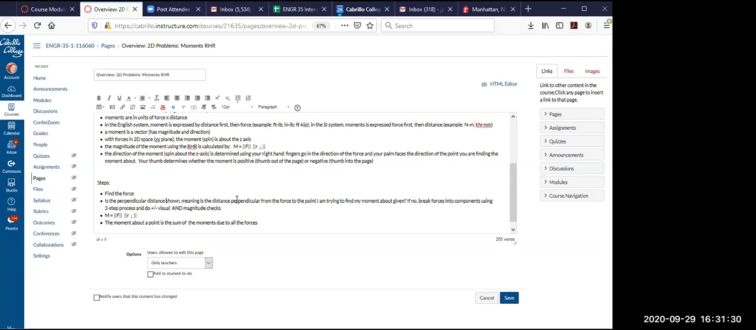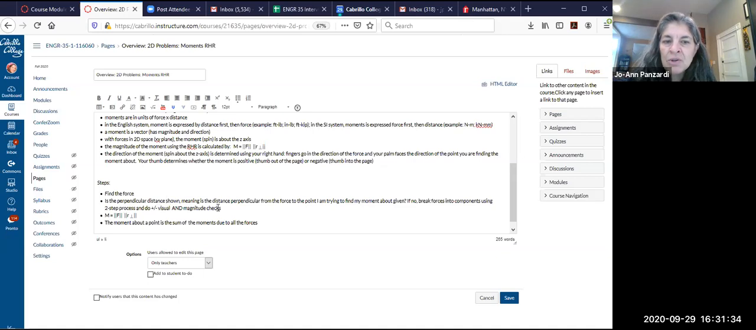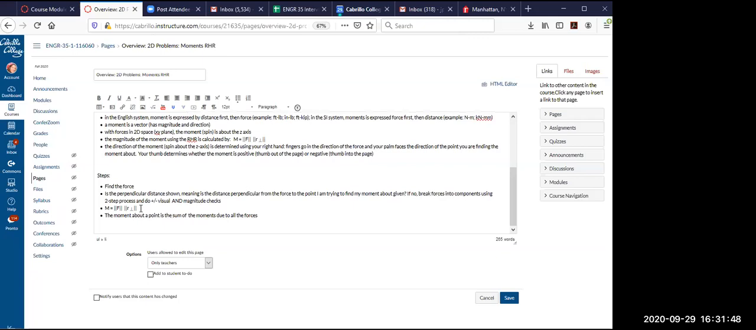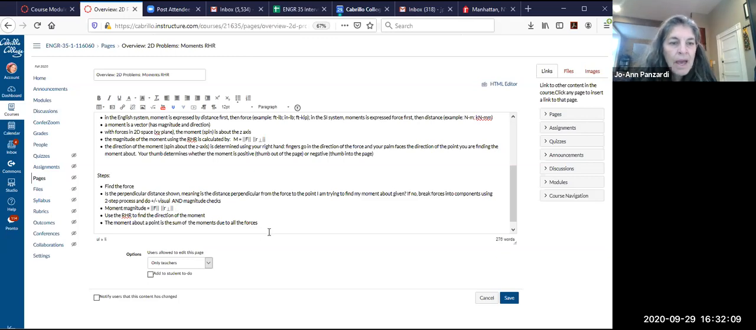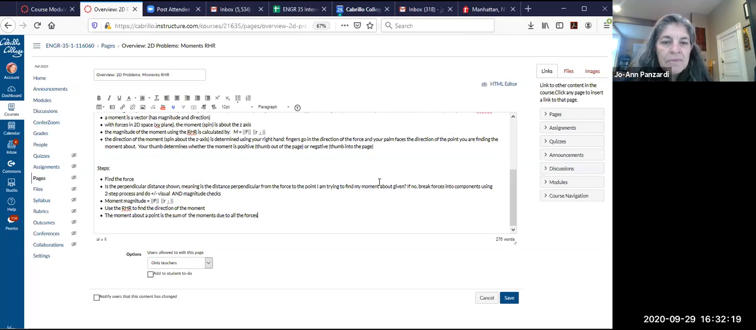then you break the force into components using the two-step process and make sure you do the plus or minus visual and the magnitude check. Then you calculate the magnitude of the moment by taking the absolute value of the force times the absolute value of the perpendicular distance. And this is to find the moment magnitude. And then you use the right-hand rule to find the direction of the moment. And if there is more than one force, or you have the X and Y force, then certainly the moment about the point is the sum total of all the moments. So I'm going to just save that.